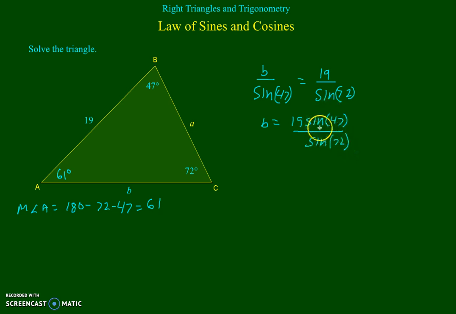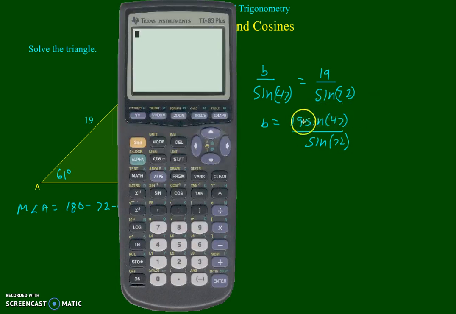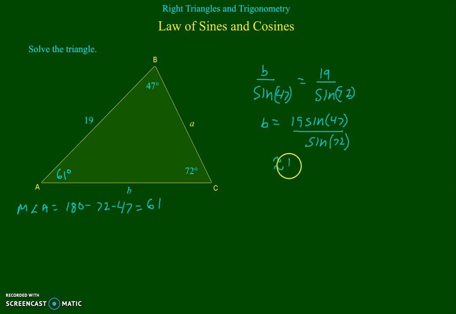So let's go ahead and bring up our calculator and put that through. We have a parenthesis, 19 sine 47. I'm going to close the parentheses for that sine, close the parentheses for the numerator, divided by sine 72. And we get 14.61. Now, we have B, which is approximately 14.61.